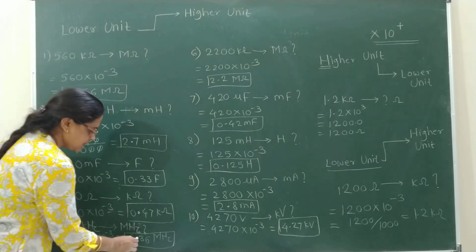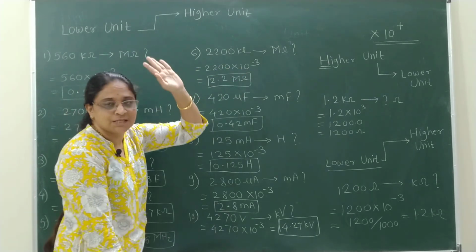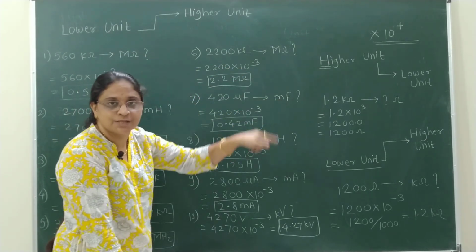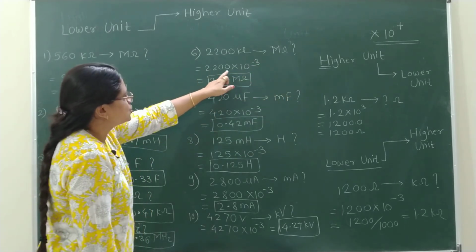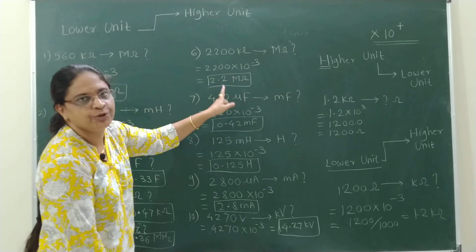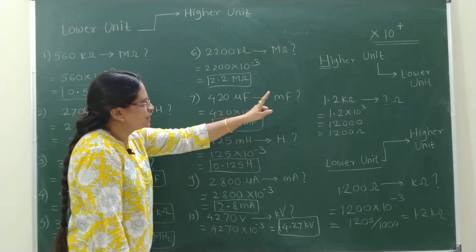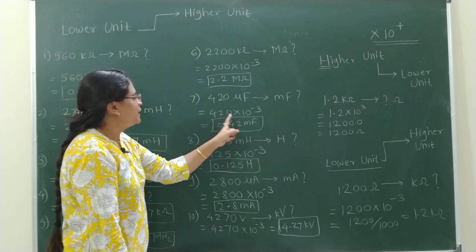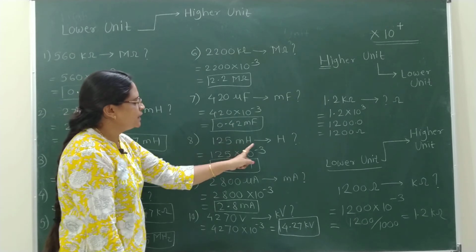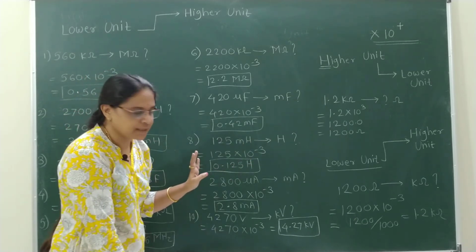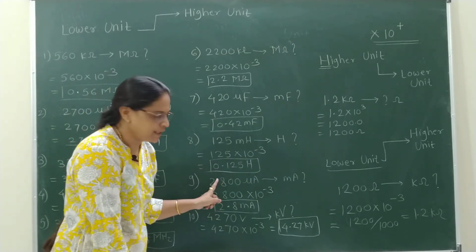It becomes 0.36 megahertz. Next example, 2200 kilo ohm, resistance is shown as 2200 and the unit is kilo ohm. Instead, use the proper unit as mega ohm. So it becomes 2200 into 10 raised to minus 3, it becomes 2.2 mega ohm. Next, 420 microfarad capacitance is to be converted into millifarad. Then 420 upon 1000, it becomes 0.42 millifarad. 125 millihenry is to be converted into the standard unit henry. It shows 125 into 10 raised to minus 3, it becomes 0.125 henry.